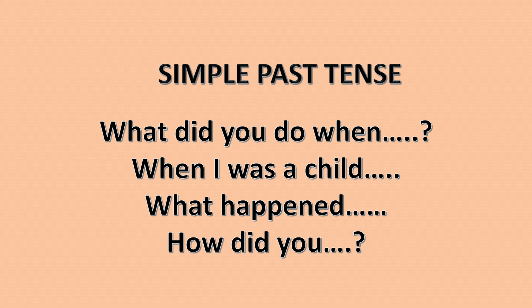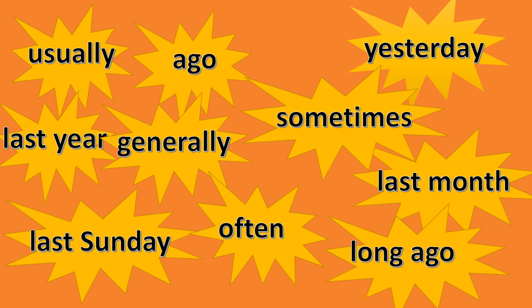Simple past tense is used when we are asking these questions to somebody or when we are answering these questions to somebody, such as: What did you do when? When I was a child. What happened? How did you? Now, what are the words that are used for past tense? Usually, ago, yesterday, last year, generally, sometimes, last month, last Sunday, often, long ago. So, these words are used for simple past tense.